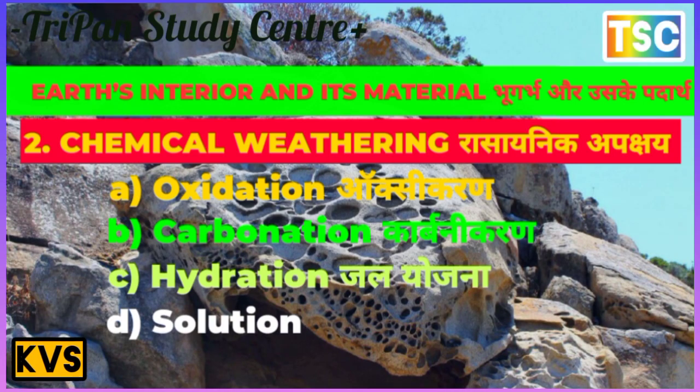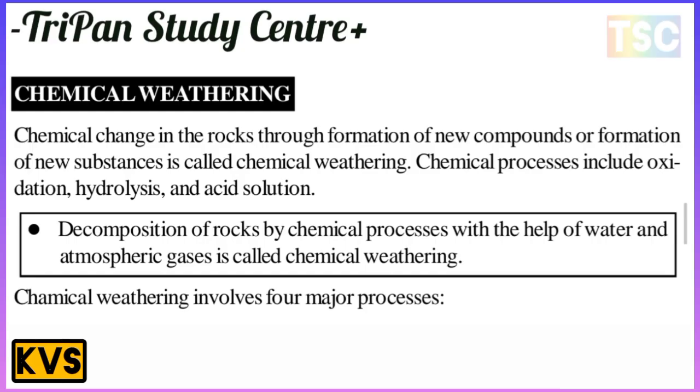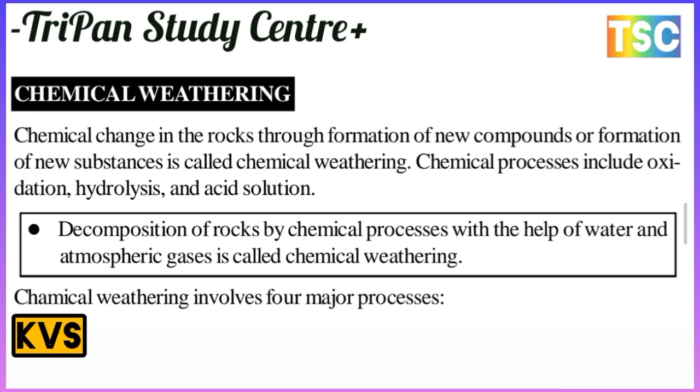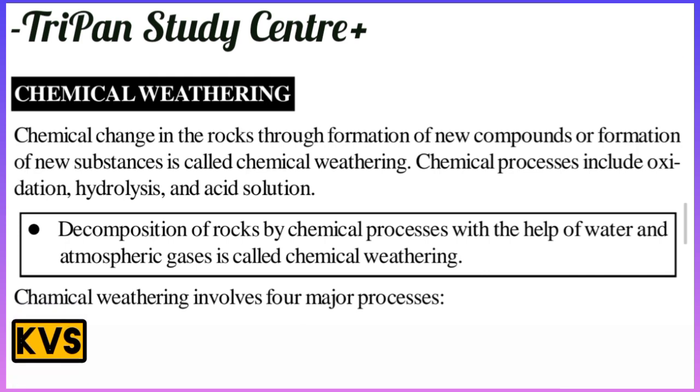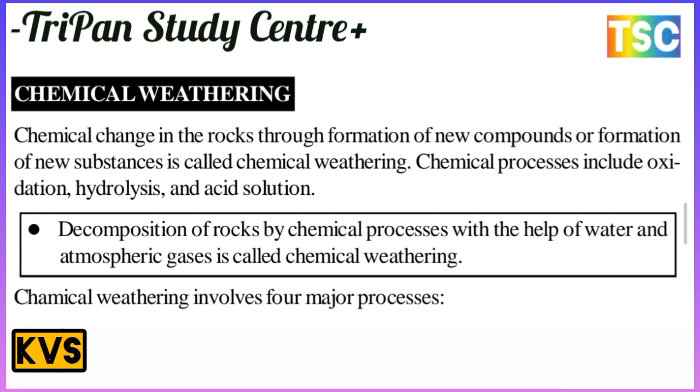The most important topic here is chemical weathering, the second part of the types of weathering. The chemical change in the rock through the formation of a new compound or new substance is called chemical weathering. Chemical processes include oxidation, hydrolysis, and acid solution. These are the three most important types here.